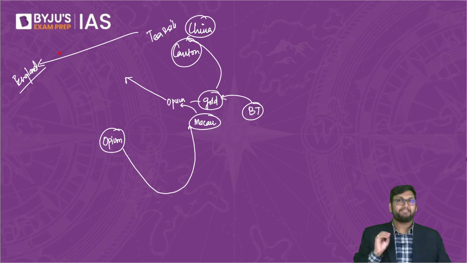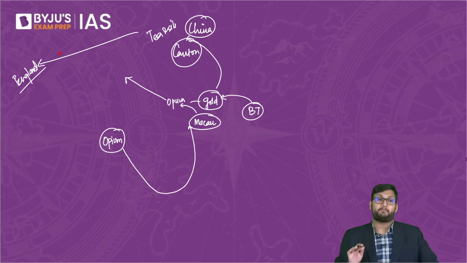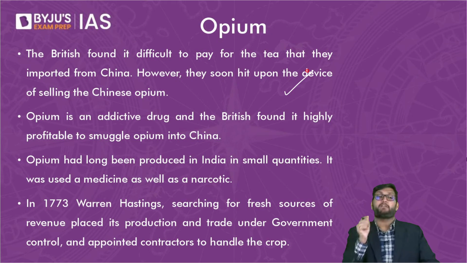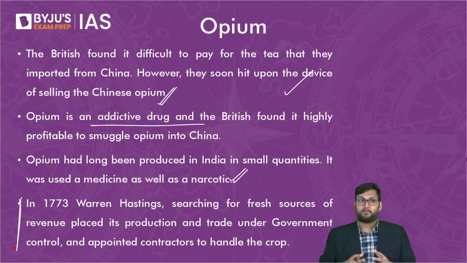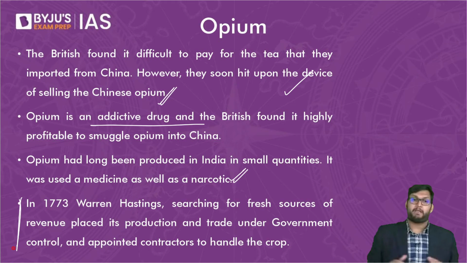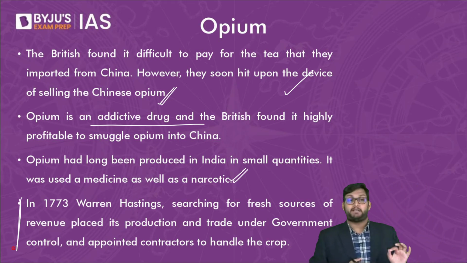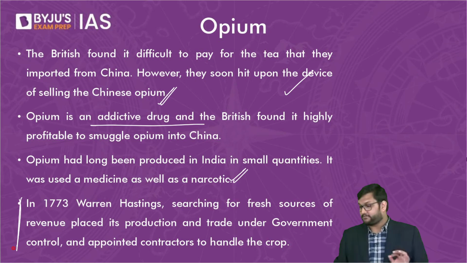So the purpose of opium was very, very important as a plant, because the British found it difficult to pay for tea in China. Therefore, they found a very good commodity which is called opium. Opium is an addictive drug, and the British found it highly profitable to smuggle it to the Chinese. Opium had been produced in India in small quantities for a very long time. However, the first thing which Warren Hastings did was to technically create a contracting system in which all opium in Bengal was produced and collected by contractors of the British.